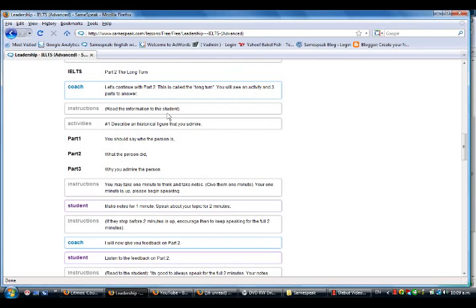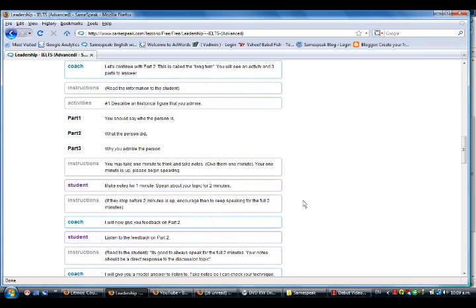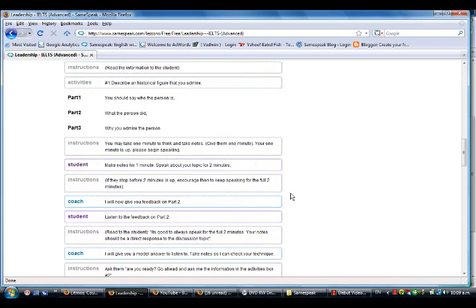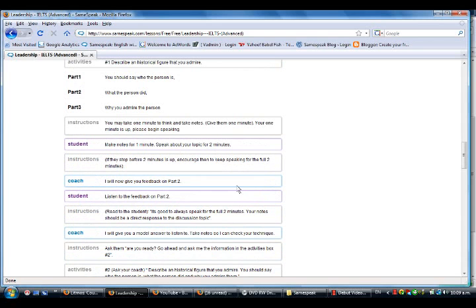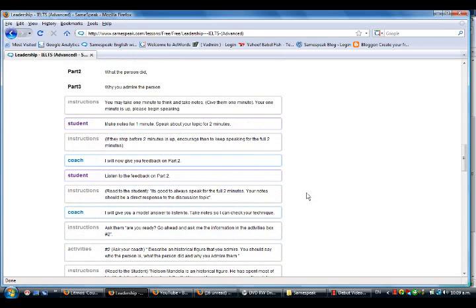Now the student can see this. You're going to give them 1 minute to think and take notes. And when the 1 minute is up, please ask them to begin speaking. And what you're looking for is how well they answer the 3 different parts and whether they can speak for around 1 to 2 minutes. So when they've completed that, you can give feedback.